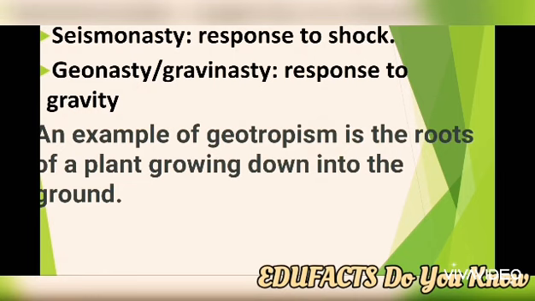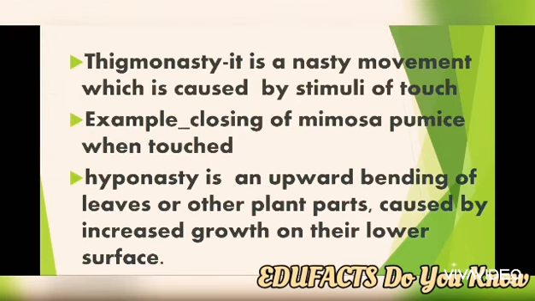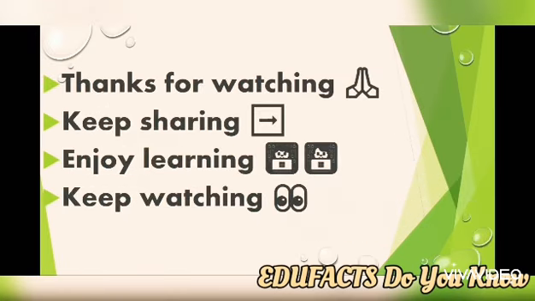An example of geotropism is the root of a plant growing down into the ground. Next one, Thigmonasty. This is specifically for touch response. It is a nastic movement which is caused by the stimulus of touch. Example: the closing of Mimosa pudica when touched. Next one is Hyponasty. Hyponasty is an upward bending of leaves or other plant parts caused by increased growth on their lower surface. Next we will discuss further in our next video.